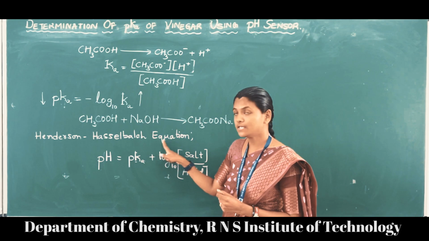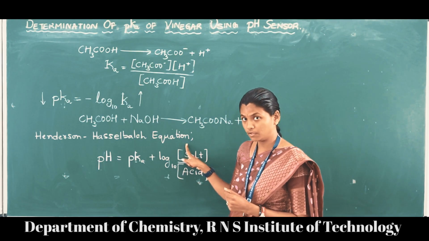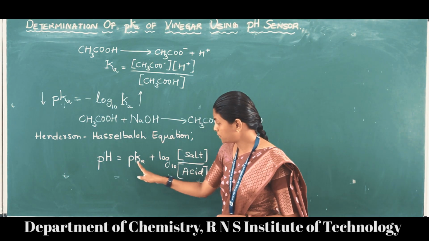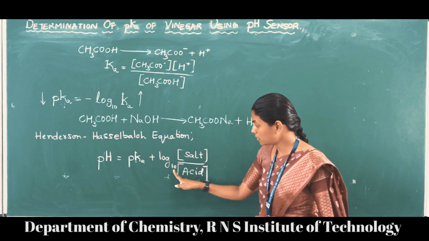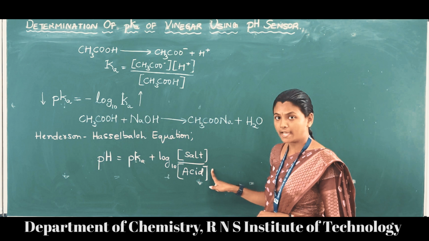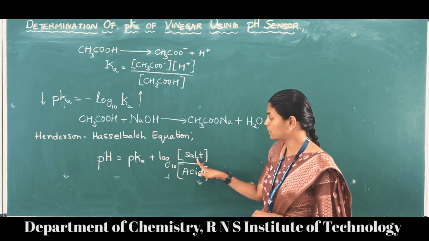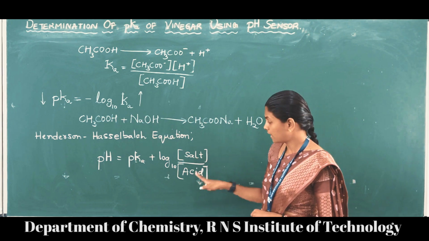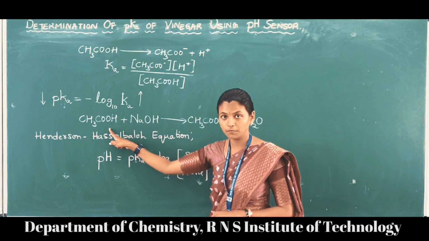The Henderson-Hasselbalch equation is given by pH equal to pKa plus log to the base 10 of the molar concentration of the salt to the acid. Here the salt is sodium acetate, and the acid, as you all know, is vinegar.